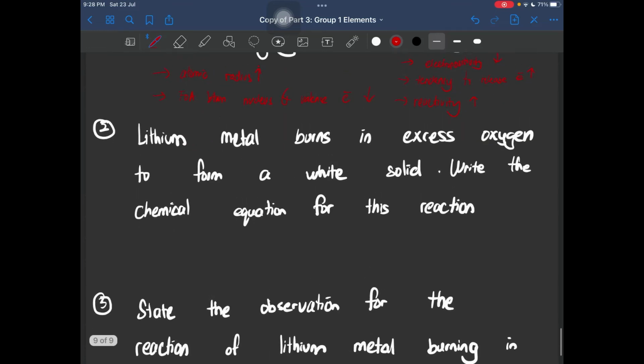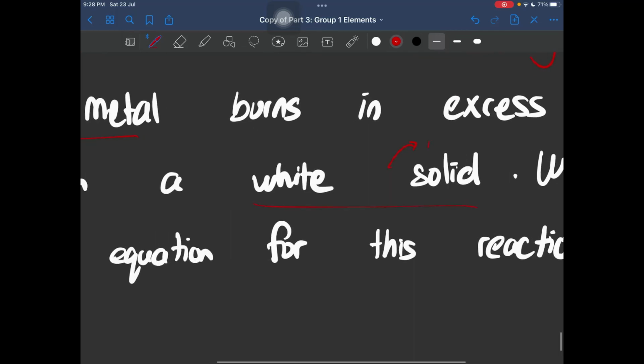Second question: lithium metal burns in excess oxygen to form a white solid. Write the chemical equation for this reaction. So this is the second reaction that we discussed earlier. The alkali metal used here is lithium metal, and it reacts with oxygen. It's burning in oxygen to produce a white solid, which we know to be metal oxide.